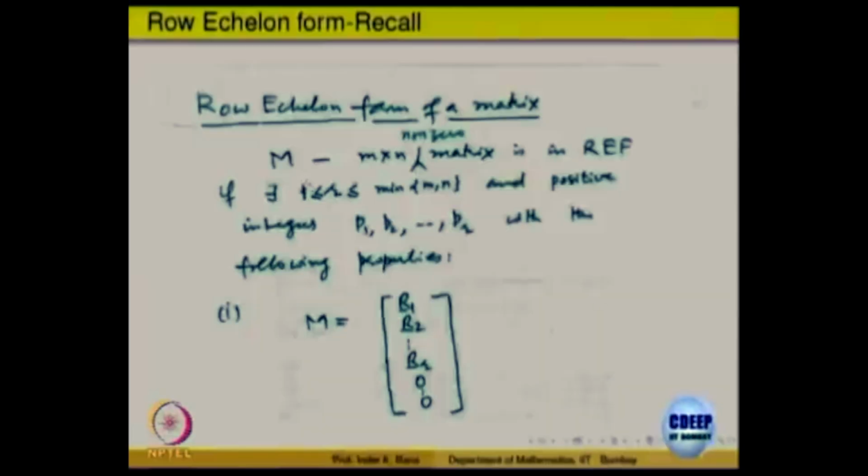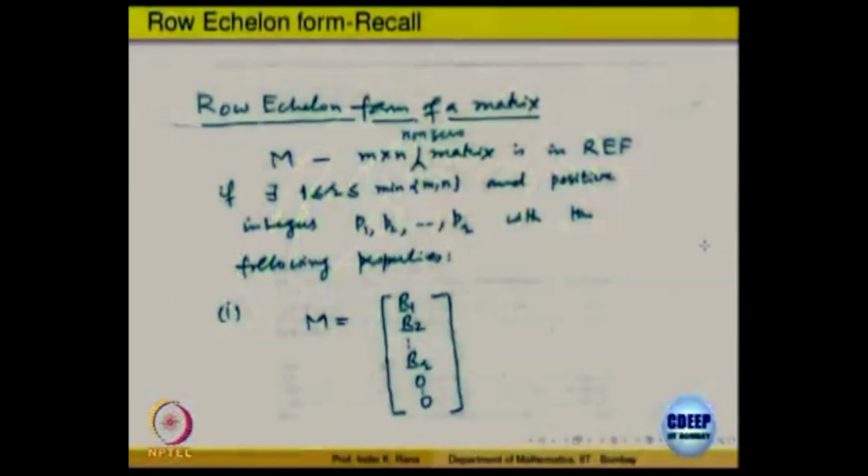Okay, so let us begin today's lecture by recalling the main aspects of our row echelon form, because that is one of the important things. Let me recall that the row echelon form of a matrix M means that there exists a number R between 1 and the minimum of the rows and columns of the matrix. M is M cross N, and there are natural numbers P1, P2, ..., Pr with the following properties.